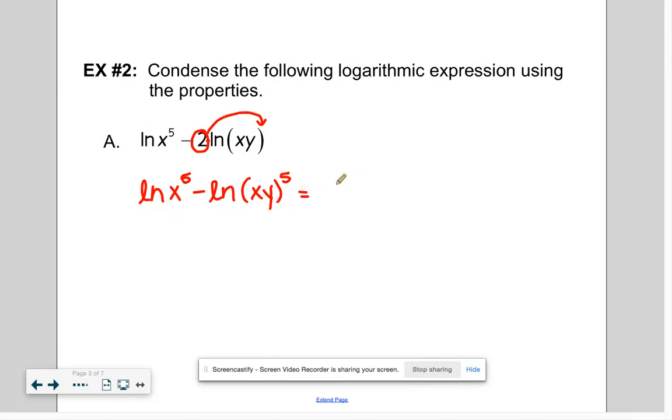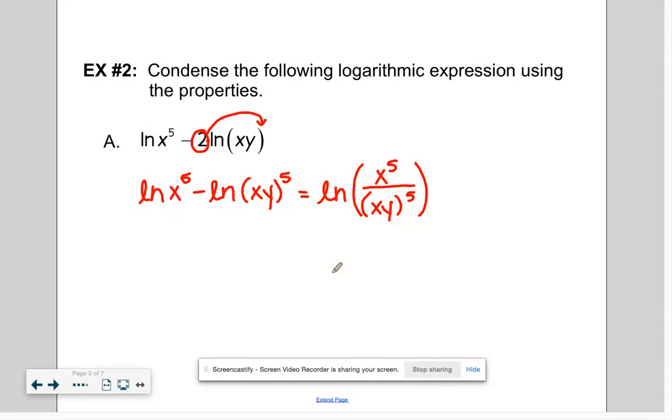So minus means quotient. When you do this condensing step, by the way, you're putting everything back into a single logarithm. Okay, whatever comes first goes in the numerator, and whatever is second goes in the denominator.